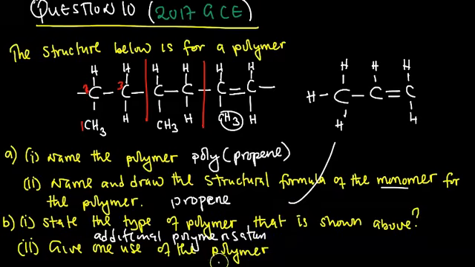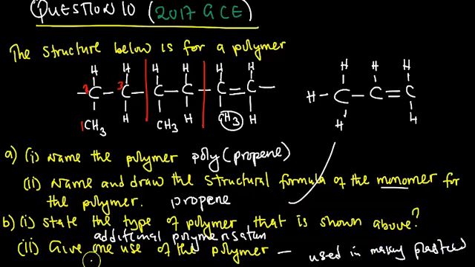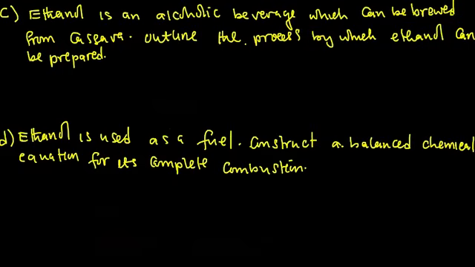Then give one use of the polymer. What is the use of this polymer, which is polypropene? So it is used in making plastics, used in making insulators. And what is the reason why it is used in making insulators? It is hard. Then used in making what? Plastic packaging. So these are some of the uses of the polymer. You can look at some more.